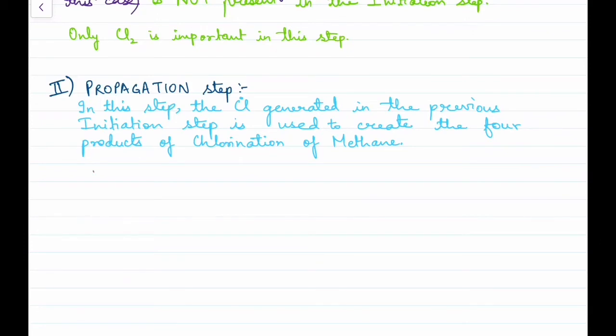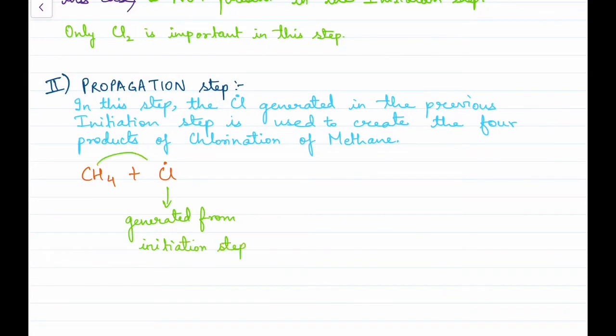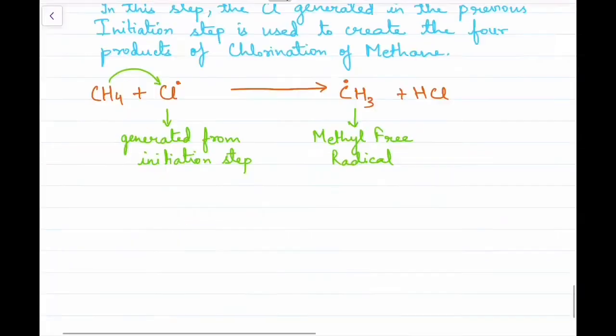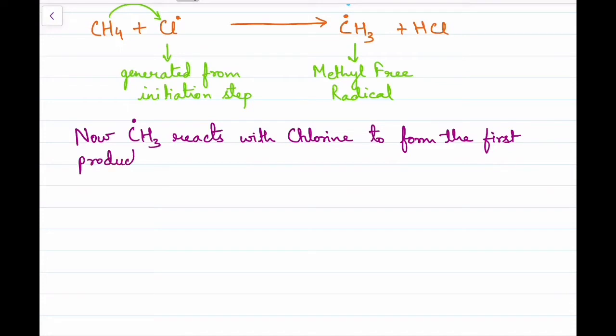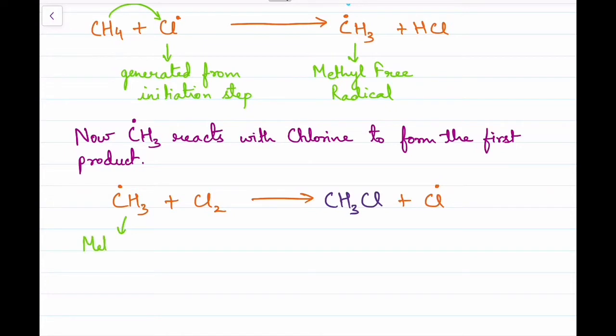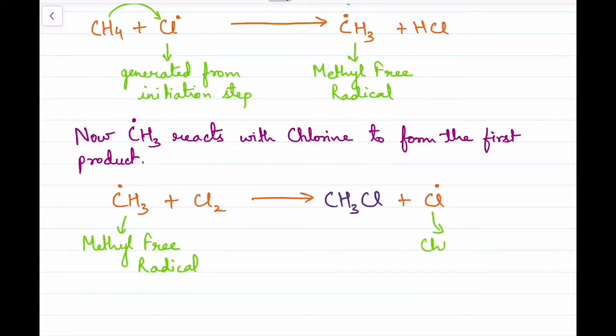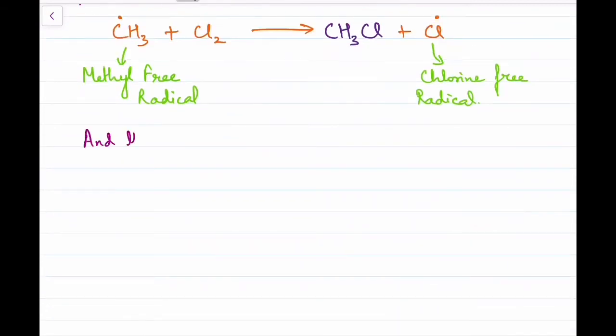First, the chlorine free radical generated in the initiation step reacts with methane to give us methyl free radical and HCl. Then the methyl free radical reacts with more chlorine to form our first product, which is CH3Cl, and give us one more free radical of chlorine. It's not at all confusing, it's really simple. Methane reacted with one chlorine free radical to give us a methyl free radical. That methyl free radical reacted with regular chlorine to give us CH3Cl and one more chlorine free radical.